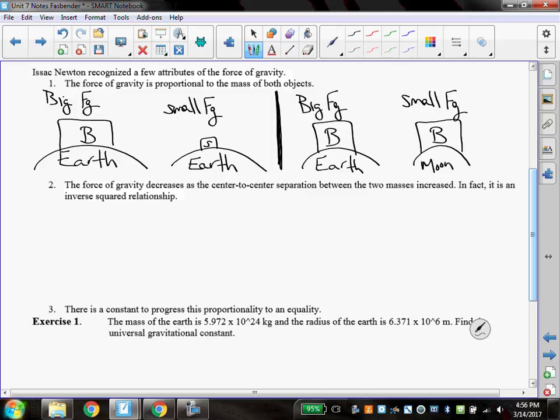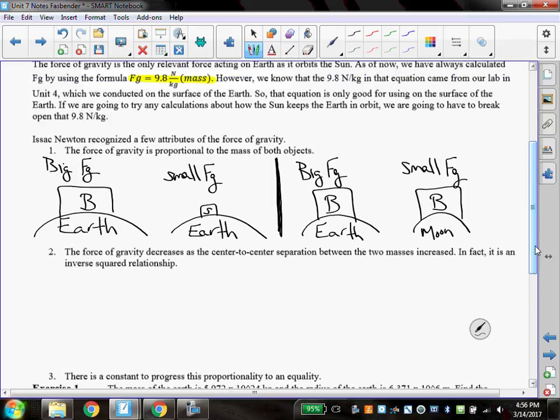So it's not just our object that matters, it's also our planet that matters. And if we think about it, a planet is really just another object anyway. But out of this thought experiment, we can see that the force of gravity is proportional to, not equal to, and we're going to use the Greek letter alpha as a way to say proportional to the mass of object 1 times the mass of object 2.